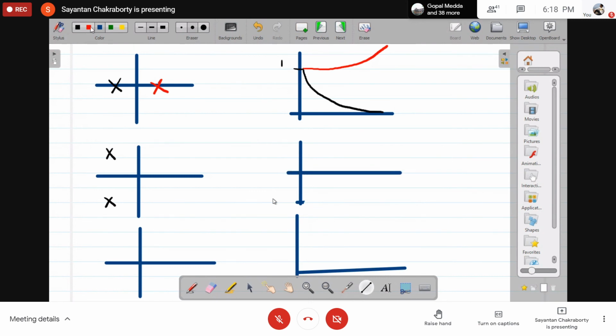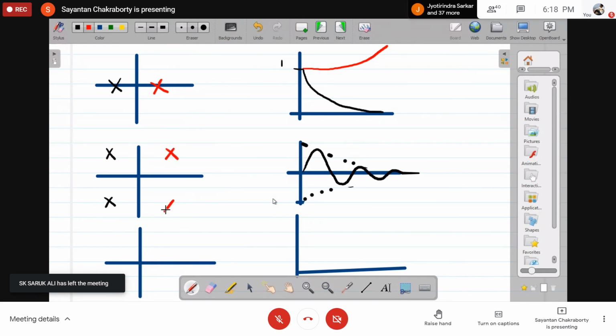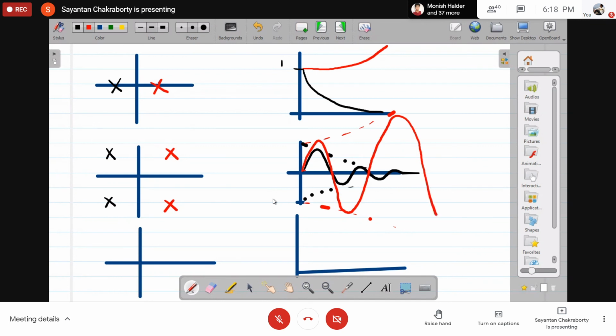If you have complex conjugate poles like this, then you have an envelope like this, and in between it will have a damped sinusoid. But if these complex conjugate poles are in the right half plane, the envelope will be like this, and what you'll have is an unstable system. The red ones are the unstable ones, right?